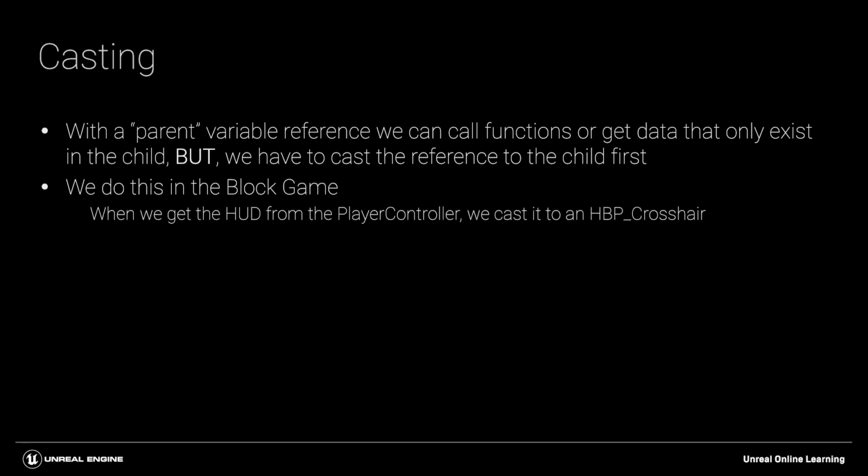We get the HUD from the parent controller, and then we cast it to an HBP crosshair, our specialized crosshair. So the HUD is the parent class that the HBP crosshair inherited from, and we need that HBP crosshair because we have to get the data from it. When we get the block that was clicked on, we cast it to a BP base block, even though it might be one of the many different types of child blocks that are available. Let's look at the code.